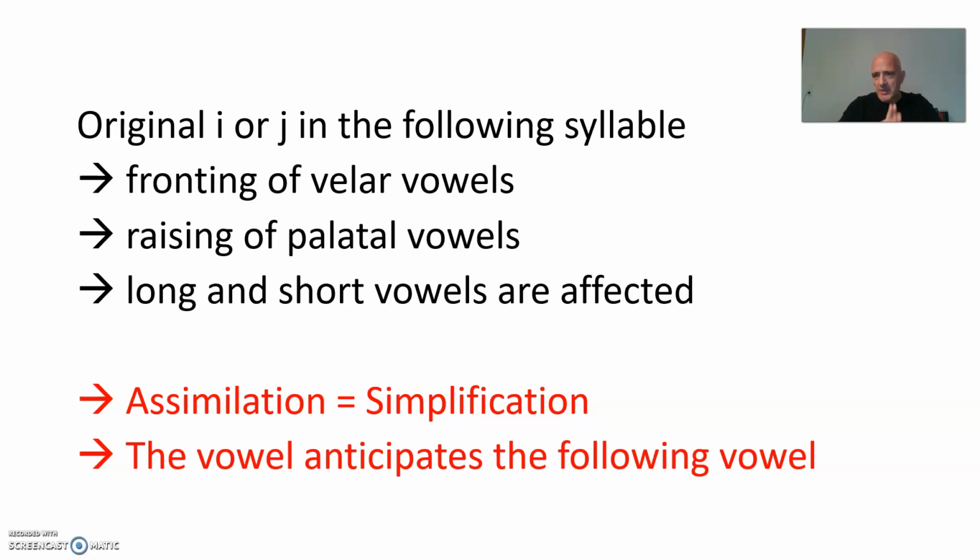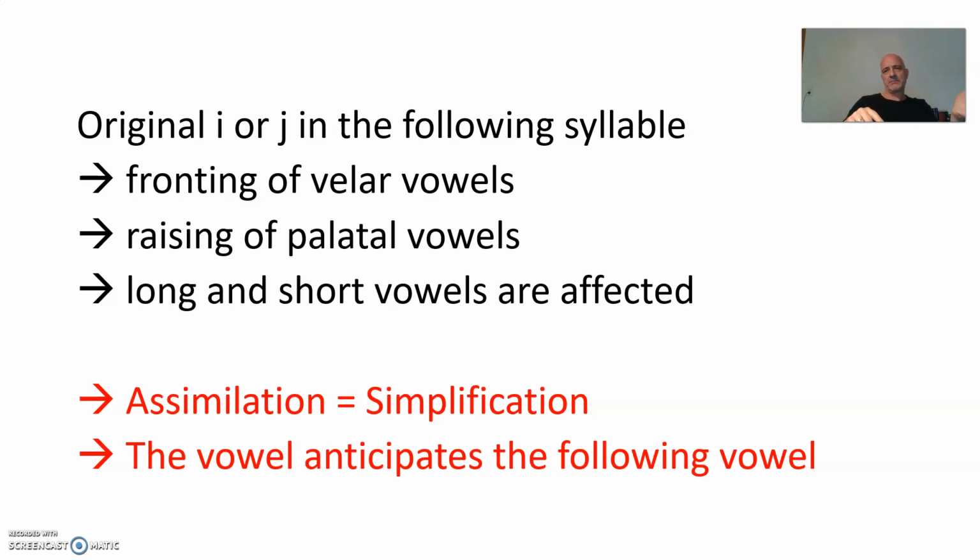It is strictly speaking an assimilation. So with two vowels which follow one another, the preceding vowel is made more similar to the one that is following. That is the thing, and therefore it's a simplification. If you like, the vowel before anticipates the vowel which is coming.